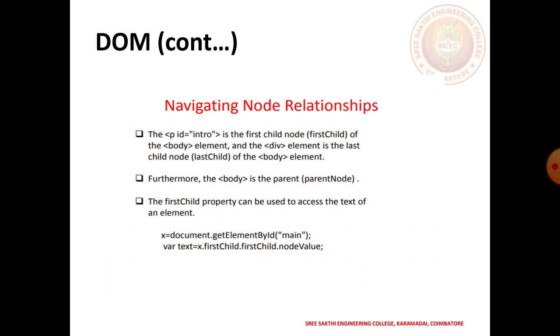The syntax to access the child node will be x.firstChild.nodeValue. You have to mention the node value. x is the variable, which gets the data by using getElementById or getElementsByTagName.